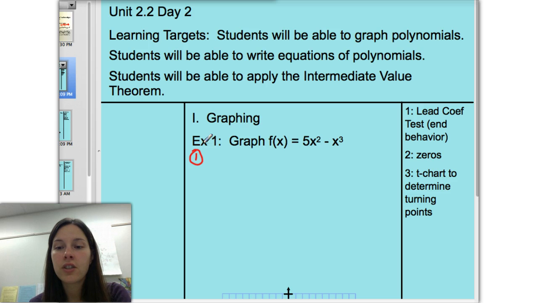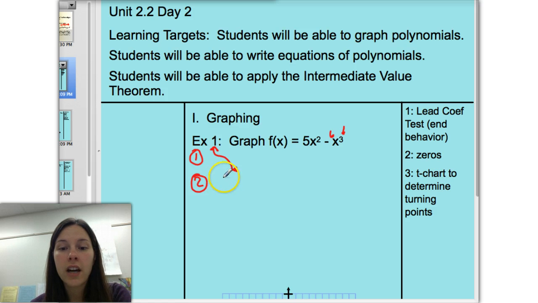So the leading coefficient test, our highest power, this is not written in standard form, so we have to look at this term right here. Our highest power is 3, so we know it's going to look like a snake. And the coefficient of that term is negative, so we know instead of rising to the right, it is going to fall to the right. Step 2 is finding the zeros.